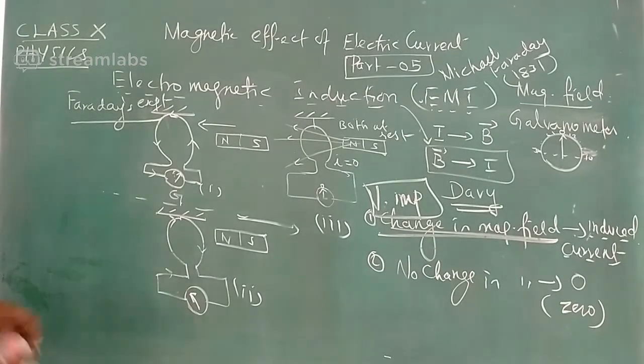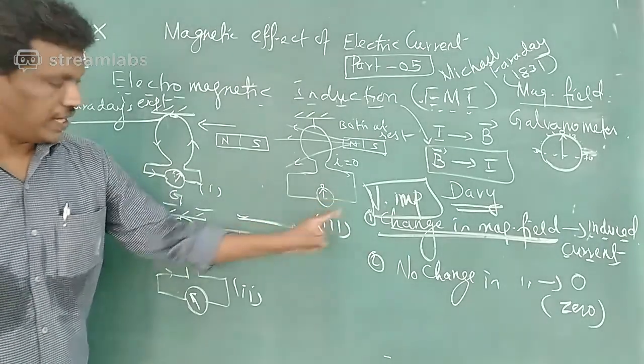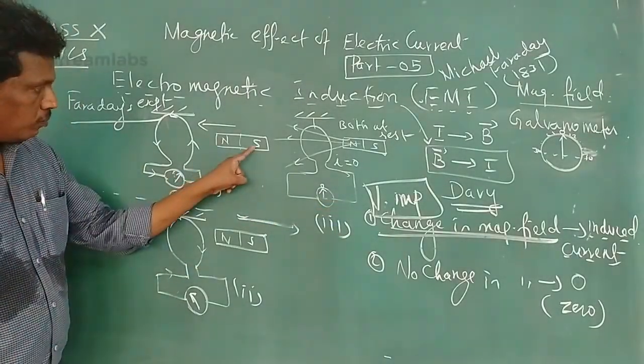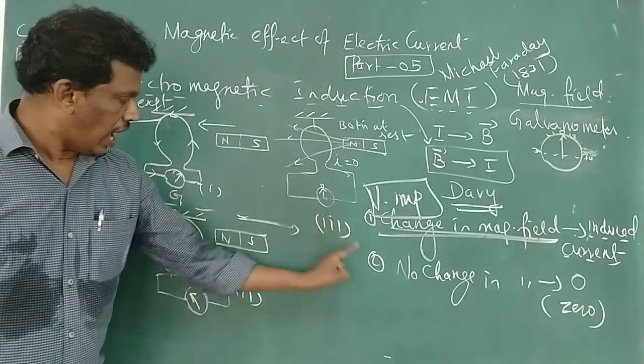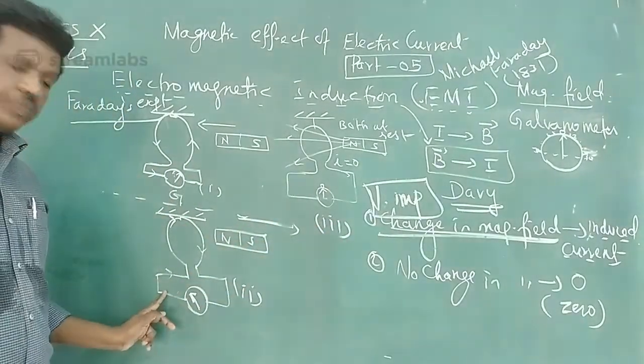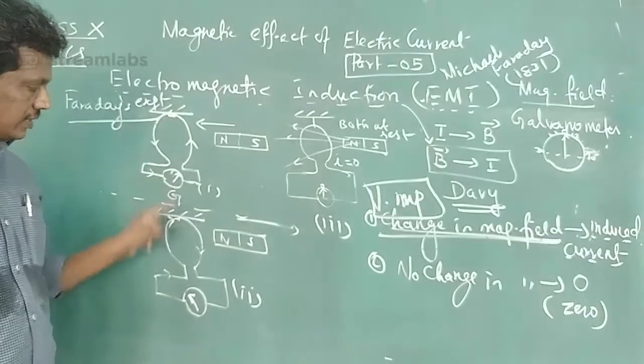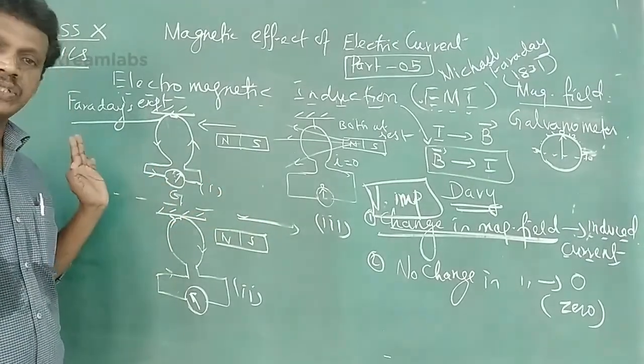Yes, step by step, all the three diagrams. 1, 2, 3. Once again, moving towards, deflection on the right side. Moving away, again deflection, but on the left side. Because the magnetic field direction changes, the current direction also changes.